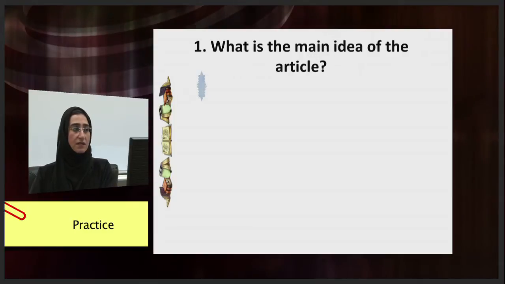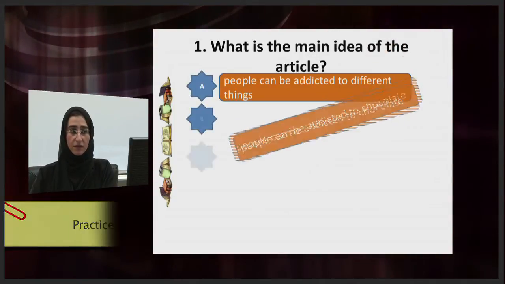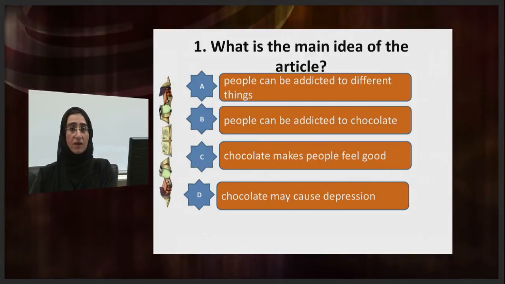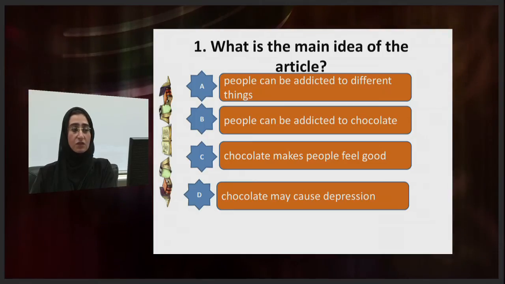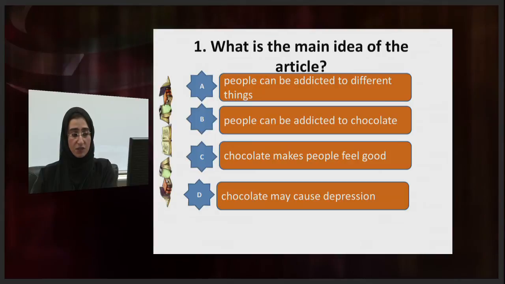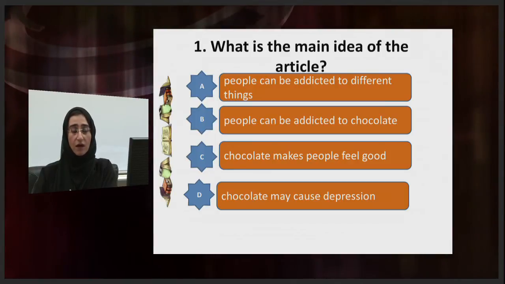The first question here, what is the main idea of the article? So I told you before, when you see this kind of question, that means you are dealing with the main idea. Again, what did I say about the main idea? Yes, you got it. You have to read the introduction, the conclusion, and then go back to the first sentence in each paragraph. Here, it says read the distractors. The first one is A, people can be addicted to different things. People can be addicted to chocolate. Chocolate makes people feel good. Chocolate may cause depression. So let's search for answers.